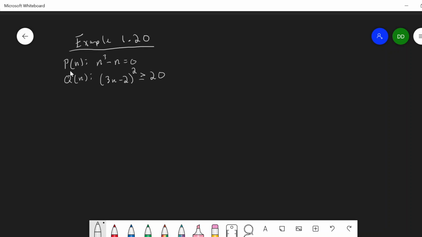In this example, we're given these two open sentences, P of n and Q of n. In part A, we're asked for what values of n is P of n true. And here we should specify our domain. Again, you might have to read carefully, make sure to pay attention to what the domain is for any open sentence. Here we're dealing with not positive integers like the last example, but rather just integers. So for each of these, n is an integer.